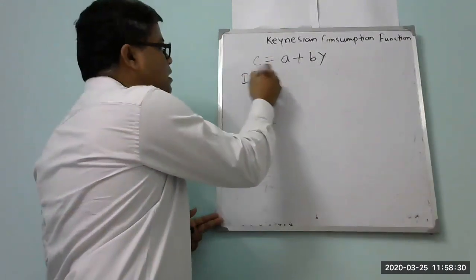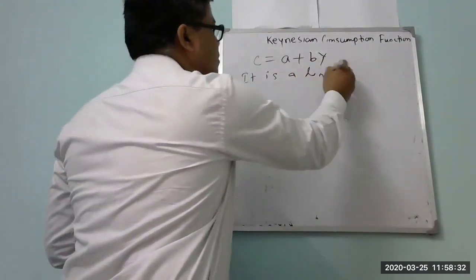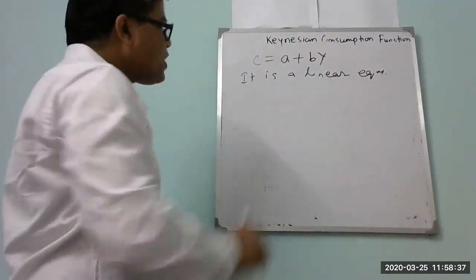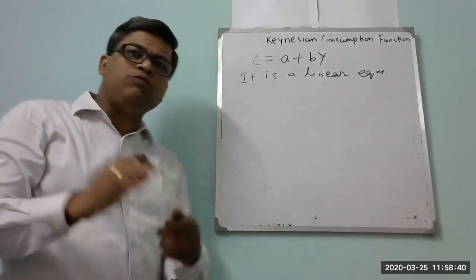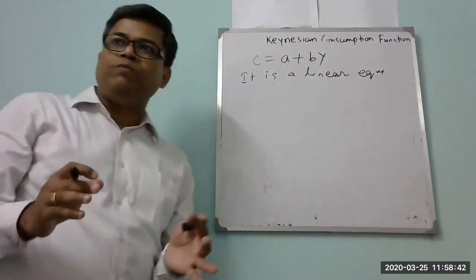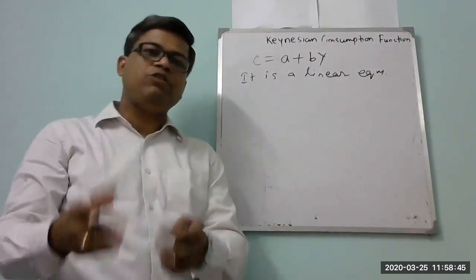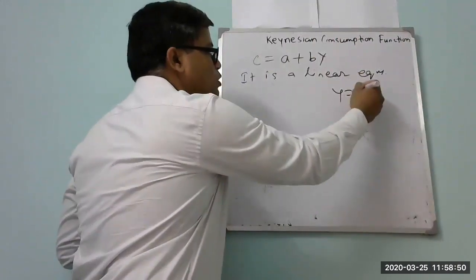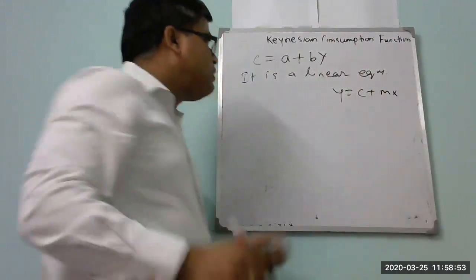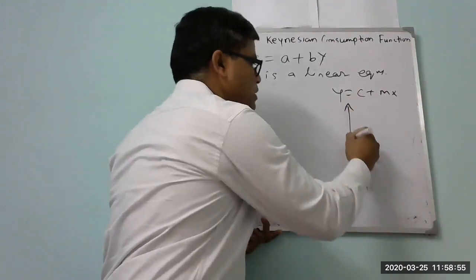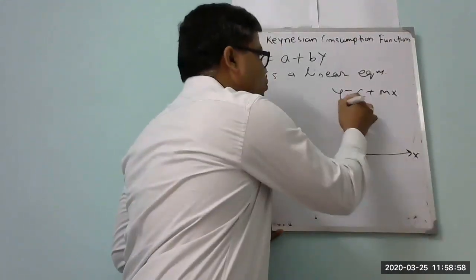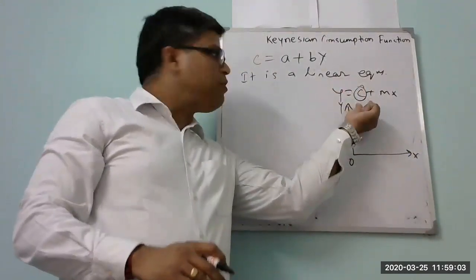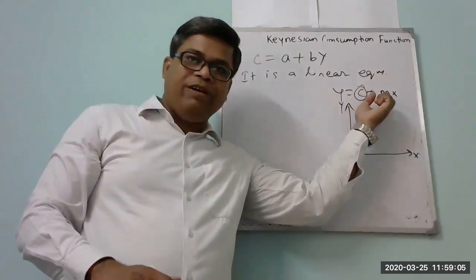It is a linear equation. So generally in mathematics, what is the general equation of a straight line? Y equal to C plus Mx, or Mx plus C. So generally in our mathematics, that is Y equal to C plus Mx. We normally draw the X axis and Y axis, where this C is called the intercept of the Y axis. This M is called the slope or gradient.